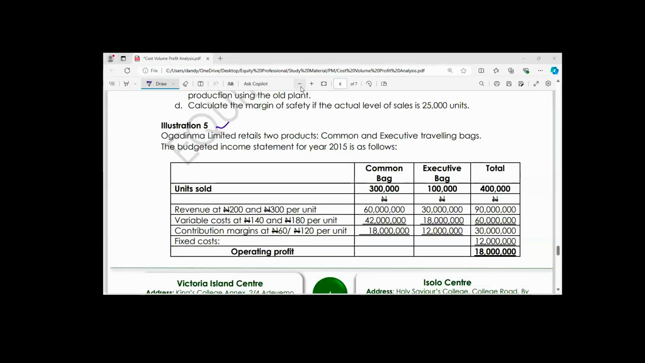Yes, Amarachi, I called your name to read. Go ahead. Okay, so which one am I reading? Yes, illustration number 5, Ogadinma.